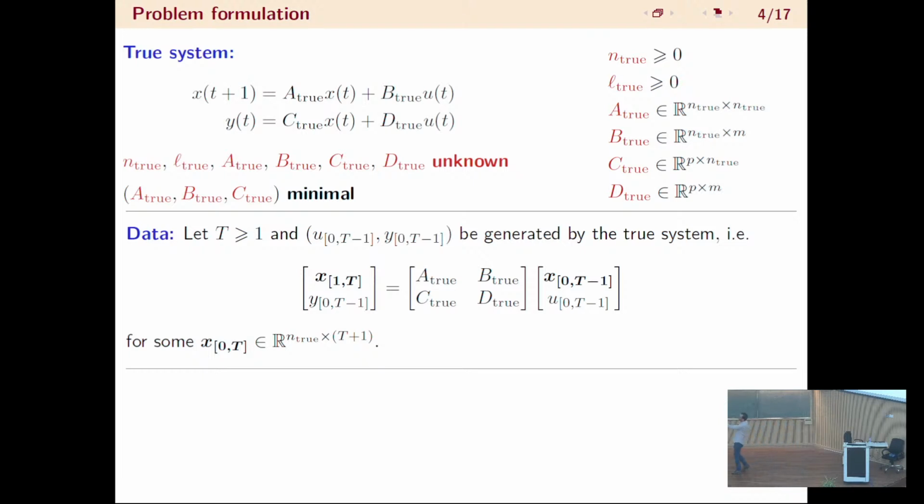So this set of data is given, input-output data. There is at least one sample, so T is greater than or equal to 1. And it is generated by the true system. What does that mean? It means that there is a state trajectory, x0 to capital T, and these relations are satisfied. Okay? So data is given.